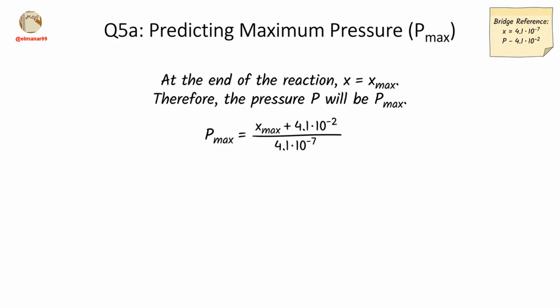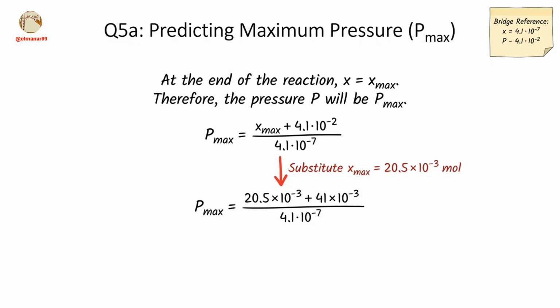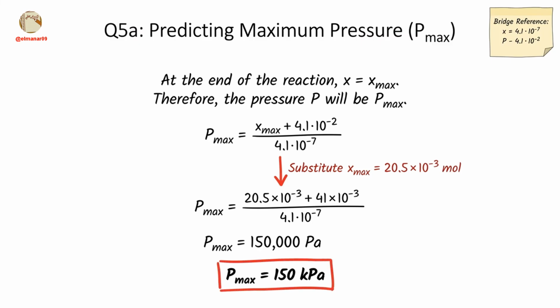Using our formula, we rearrange it to solve for Pmax. Pmax equals Xmax plus 4.1 times 10 to the minus 2, divided by 4.1 times 10 to the minus 7. When we plug in Xmax equals 20.5 times 10 to the minus 3 moles, the math leads us to 150,000 pascals, or exactly 150 kilopascals. This is our theoretical ceiling. Even without letting the experiment run forever, we know exactly where that pressure curve is heading. Isn't that amazing?